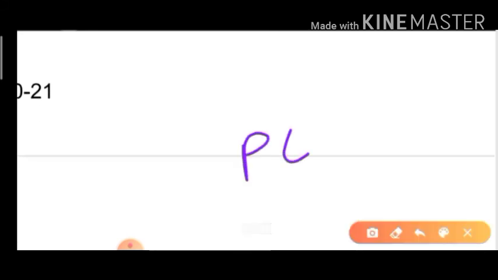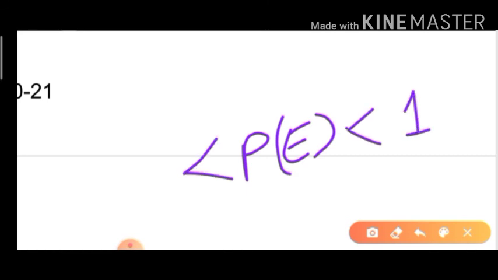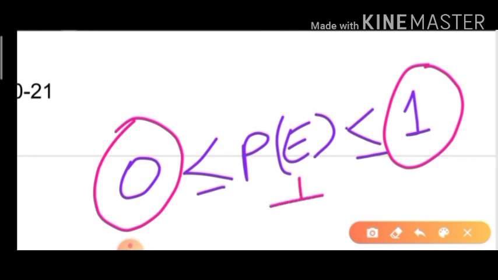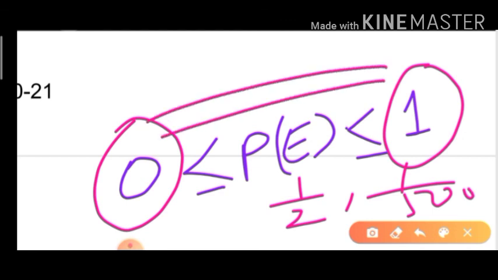So that is why the probability of any event always lies between 0 and 1, and remember, they can be equal also. It will be equal to 1 when it is a sure or certain event. It will be equal to 0 when it is an impossible event. Between 0 and 1, the values will be fractions, like 1 by 2, or 1 by 500. So all those values will lie between 0 and 1, and it can take the values 0 and 1 also.